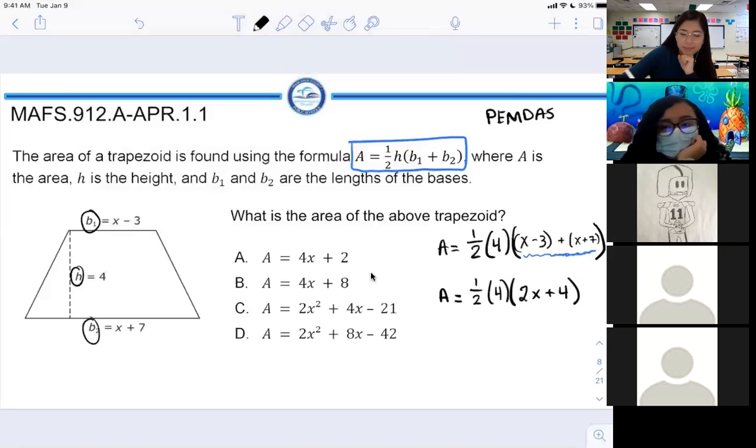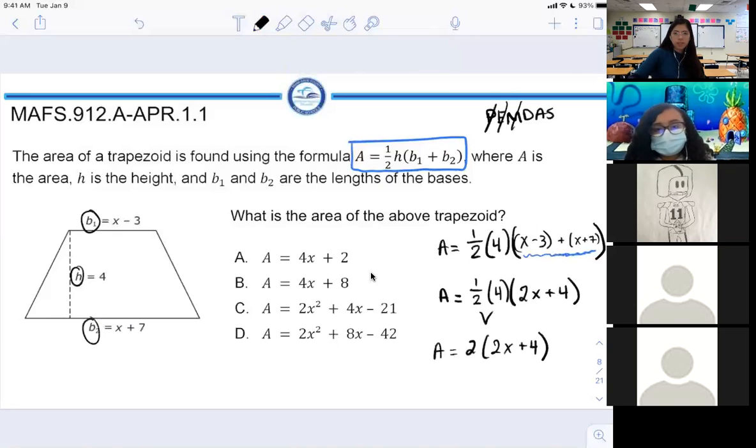All right, so we did parentheses. Great. No exponents. Now, okay, I can multiply. And we can multiply from left to right. So let's just start by doing 1/2 times 4. What's 1/2 times 4? 2. Good. Easy, easy. Okay, and now we multiply 2 times 2x plus 4.